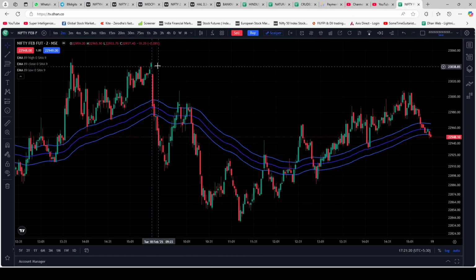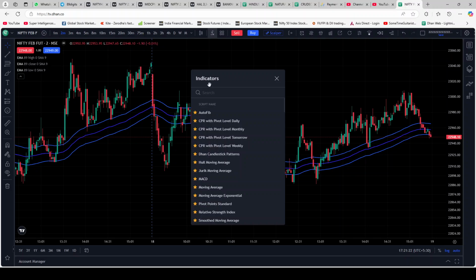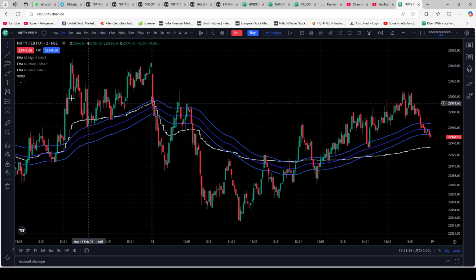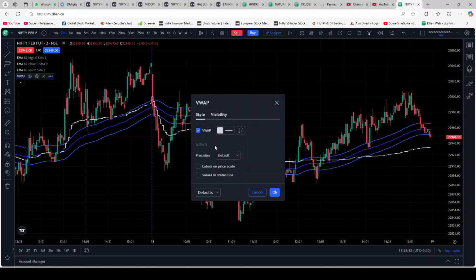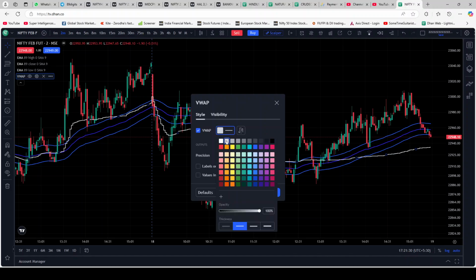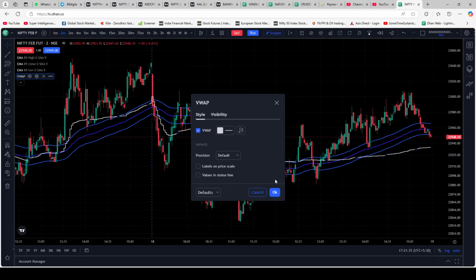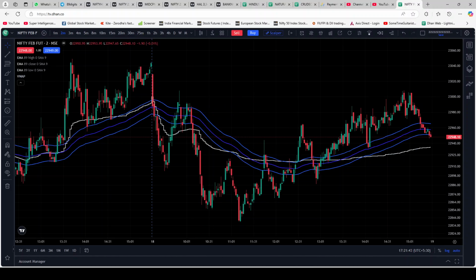All right, apart from this, the only other indicator that we need is VWAP. So we'll click on VWAP. Again, on VWAP we are not using anything fancy, the normal VWAP settings. The only thing is I'm using white color, and I'm using step line with breaks instead of a normal line, because it's a little wavy, and it makes it easier for me to see it. All right, so VWAP, and this is it. This is all that we need to make this work.